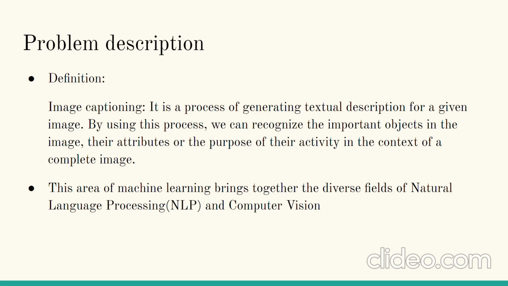By using this process, we can identify the important objects in the image, what their attributes are, and what is the purpose of the activity that they are performing in the context of the whole image. This area brings together two diverse machine learning tasks, natural language processing and computer vision, as it deals with both text processing and image processing.